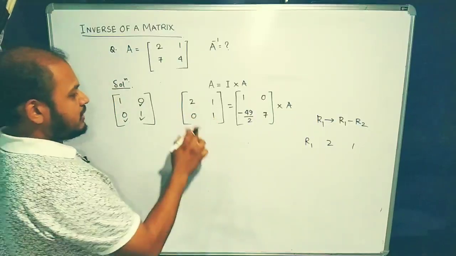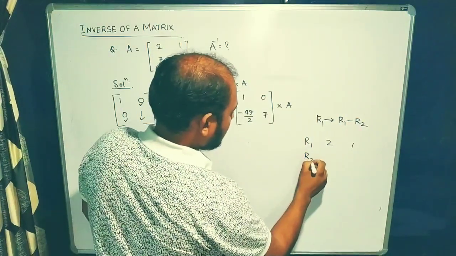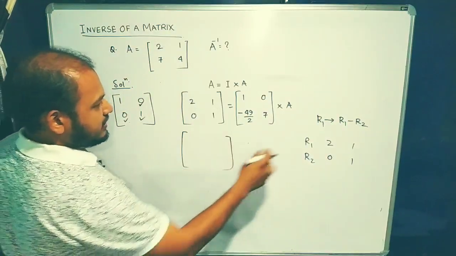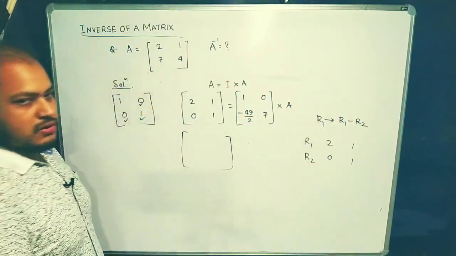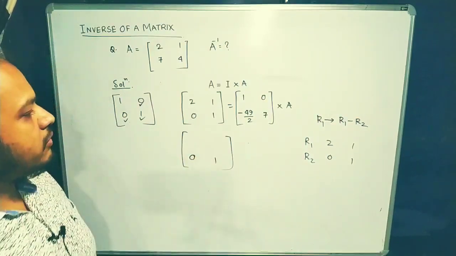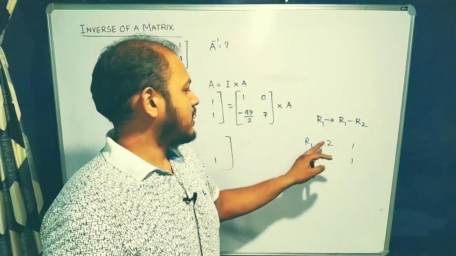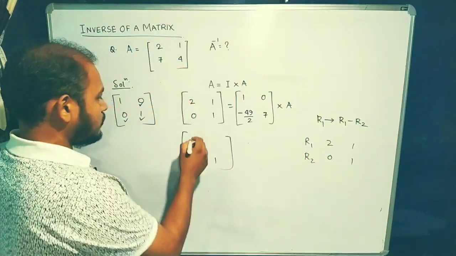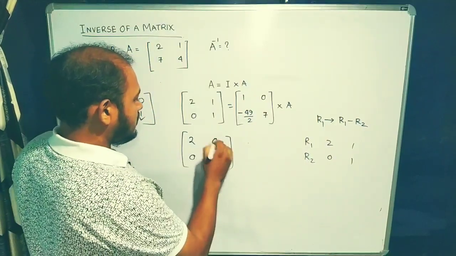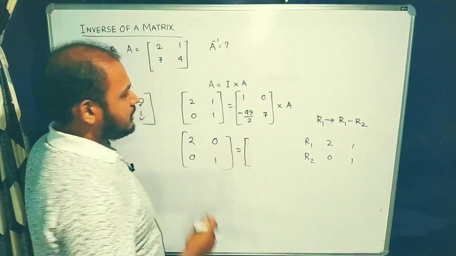R1 is 2 1 and R2 is 0 1. So now we see that R2 is not getting changed. R2 remains the same, so write R2 as it is, 0 1. Look at R1. R1 now becomes R1 minus R2. So 2 minus 0 is equal to 2, and then 1 minus 1 becomes 0. Same thing you have to do on the right hand side as well.